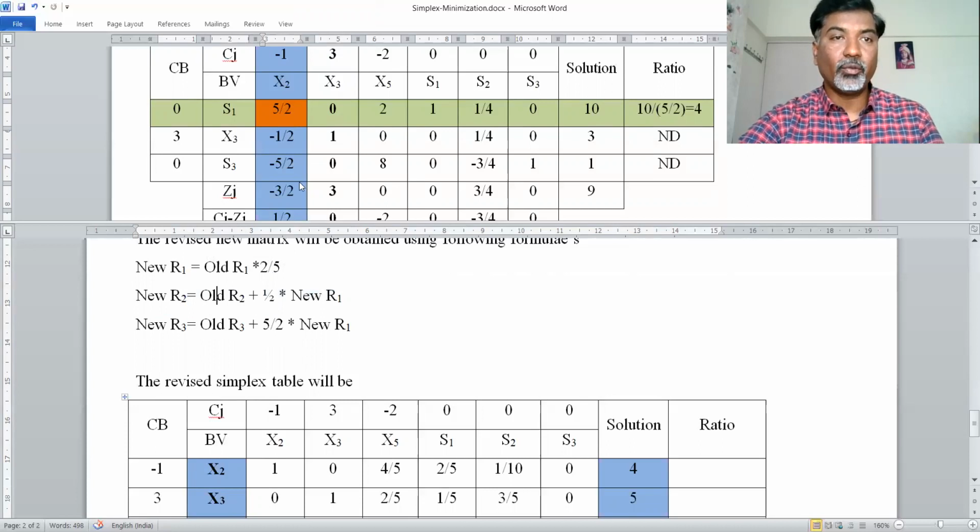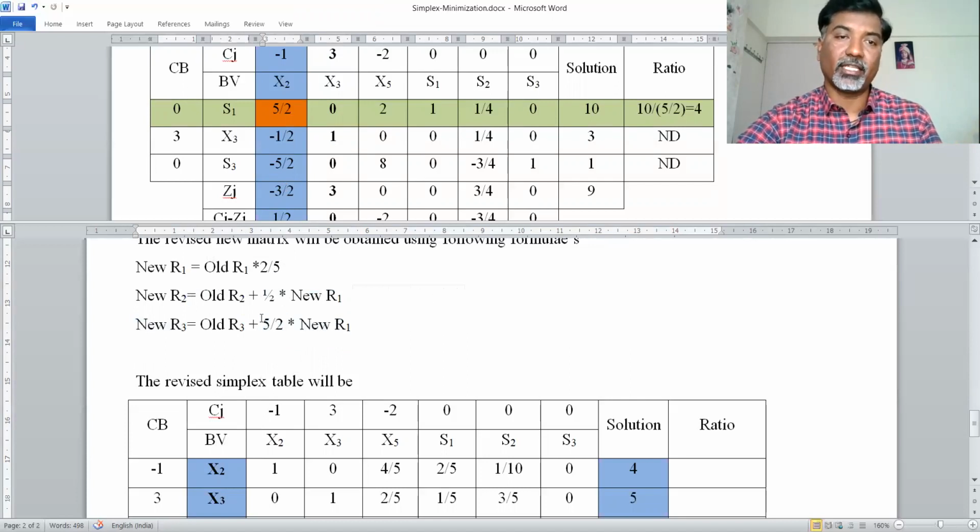Likewise, if you want to make the value of this column or this cell 0, what do we have to do? We have to add 5 by 2, because minus 5 by 2 and plus 5 by 2 is equal to 0. As we know, minus 5 by 2 added to plus 5 by 2, the answer will be 0. So new R3 can be obtained by multiplying new R1 by 5 by 2 and adding that value to old R3.